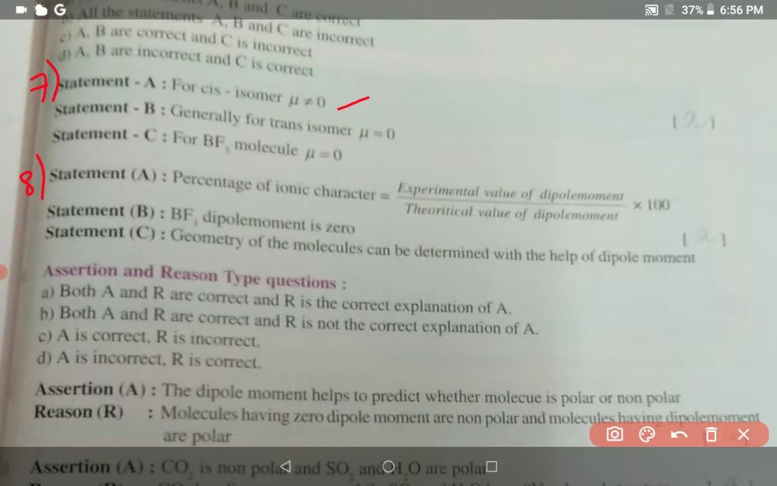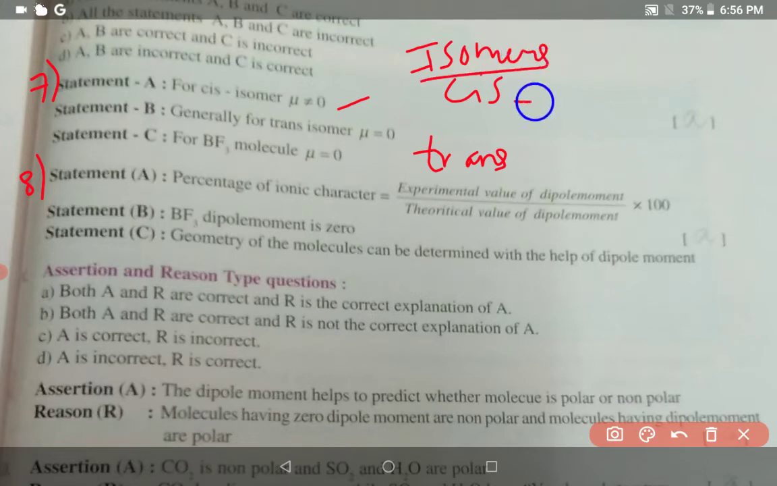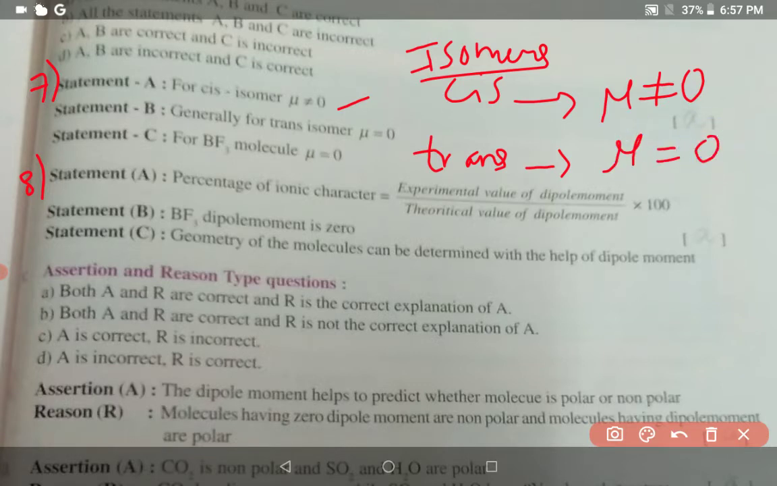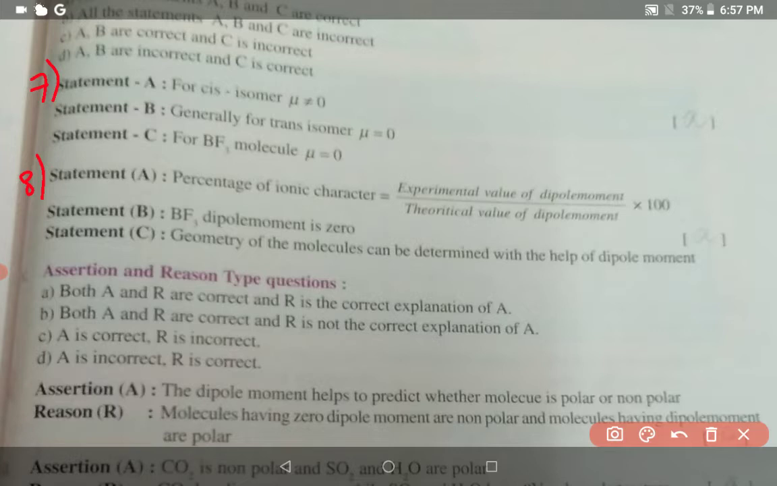So there are two types of isomers, okay. First is the cis isomer and next one is the trans isomer. Now the difference between these two isomers is that in the cis isomer, mu, that is nothing but dipole moment, shouldn't be equal to 0, whereas in trans isomers the dipole moment has to be equal to 0. I hope you're getting this point. So you would be able to understand that statement B is also correct. Now statement C: for BF3 molecule mu is equal to 0. That's a correct statement because BF3 is a trans isomer. Clear. Now all these statements are correct and your correct option would obviously be A, as I have already explained about the options previously.